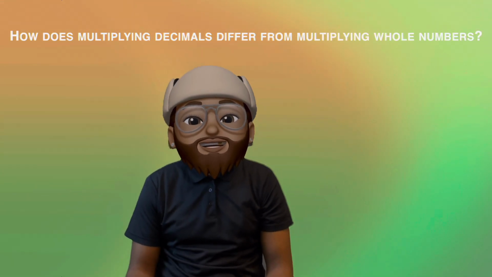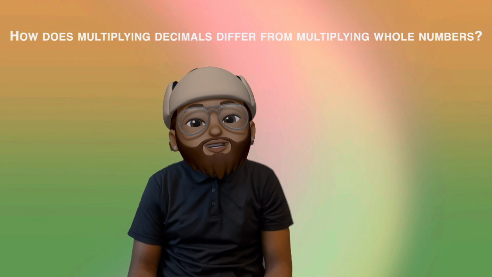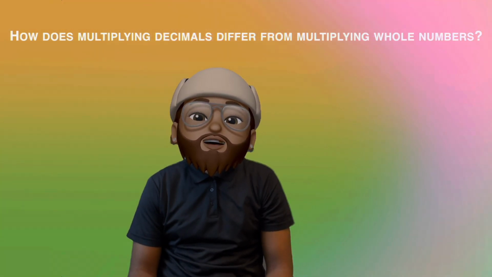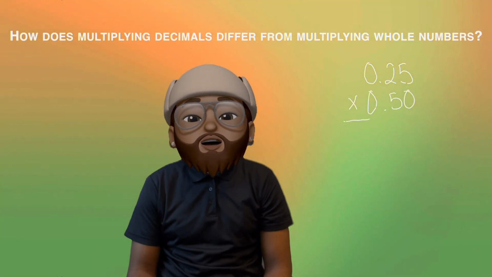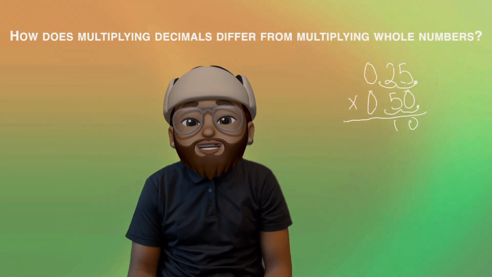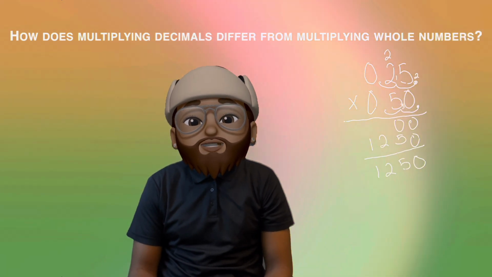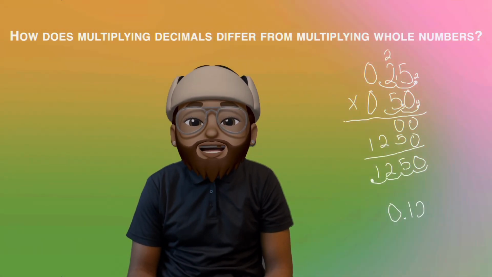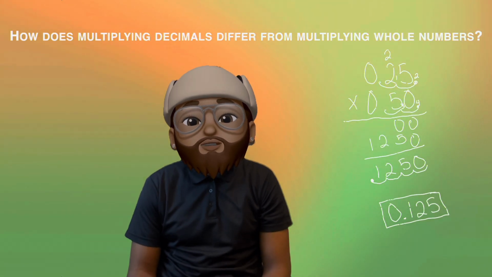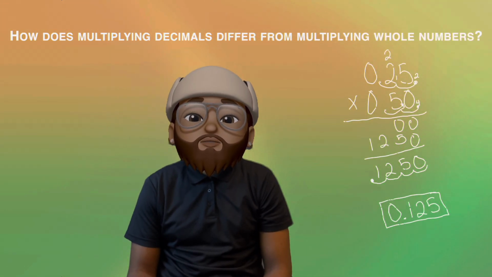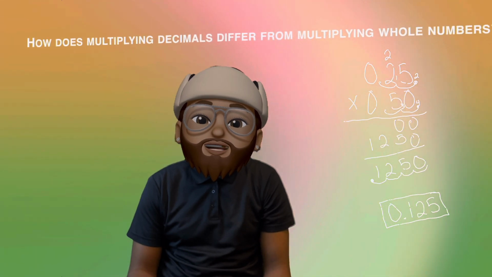For our first guiding question, it says, how does multiplying decimals differ from multiplying whole numbers? When you multiply decimals, you initially treat them like whole numbers. But after calculating the product, you adjust the placement of the decimal point based on the combined number of decimal places from both original numbers. With whole numbers, there's no decimal to adjust.